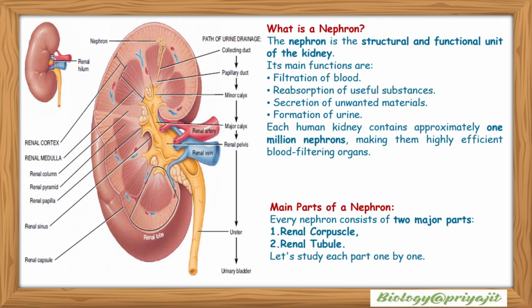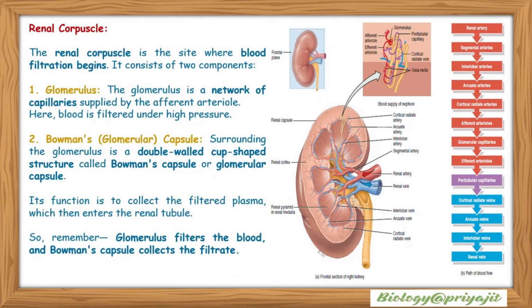What are the main parts of a nephron? Each nephron basically consists of two major parts. Number one is the renal corpuscle and number two is the renal tubule. Let's study each part one by one. The renal corpuscle is the site where blood filtration begins. It consists of two components.